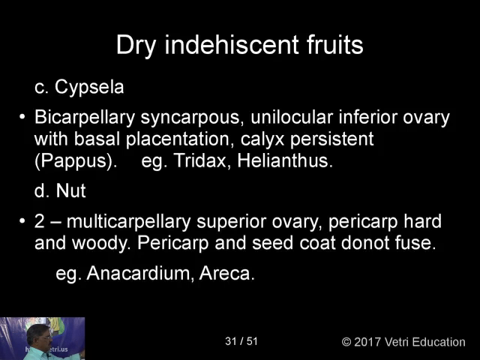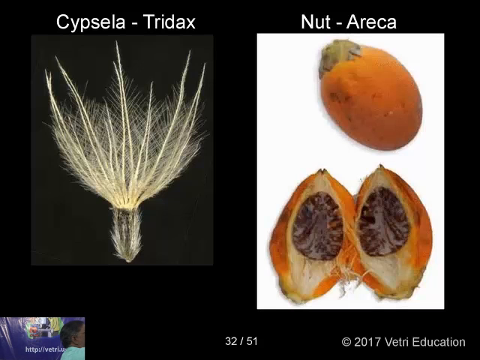The next one is the nut that you can find in the cashew nut, Anacardium. It is a multicarpellary superior ovary. The pericarp is very hard and woody, and the pericarp and seed coat are not fused. They are separate.